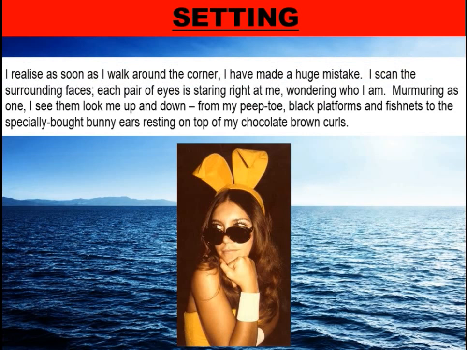"I realise as soon as I walk around the corner I've made a huge mistake. I scan the surrounding faces, each pair of eyes is staring right at me, wondering who I am. Murmuring as one, I see them look me up and down, from my peep-toe platforms and fishnets to the specially bought bunny ears resting on the top of my chocolate brown curls." So this setting, these few sentences, tells us a few things straight away.